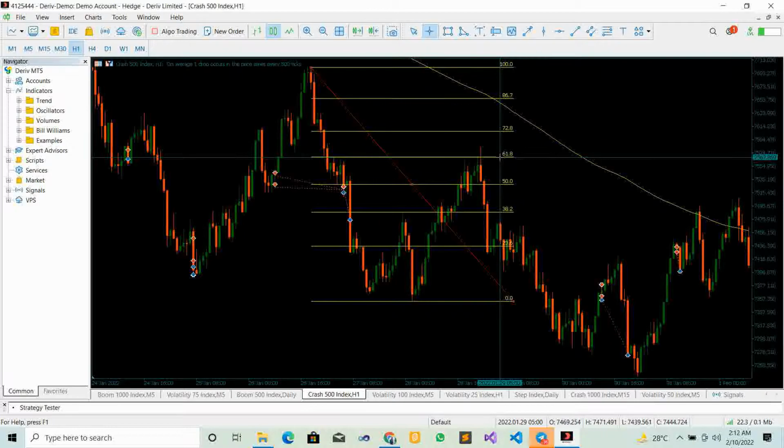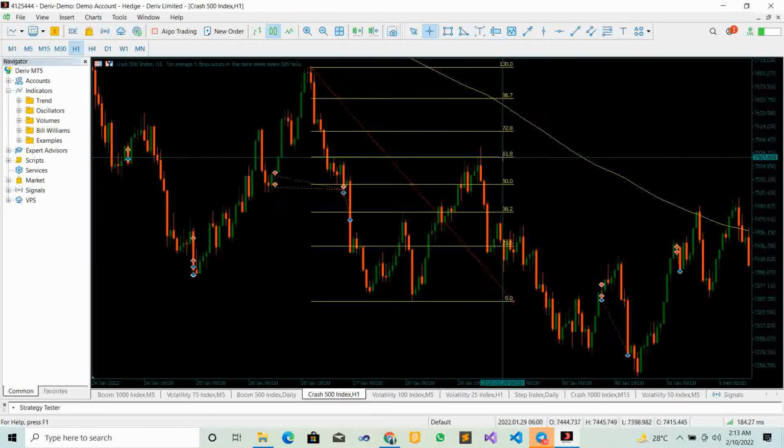So the keyword right here is that you will always want to join a trade whenever you have a retracement, using your Fibonacci ratio to calculate it. You may want to take a trade that is 61.8% retracement. This is a safe trade for you to take.